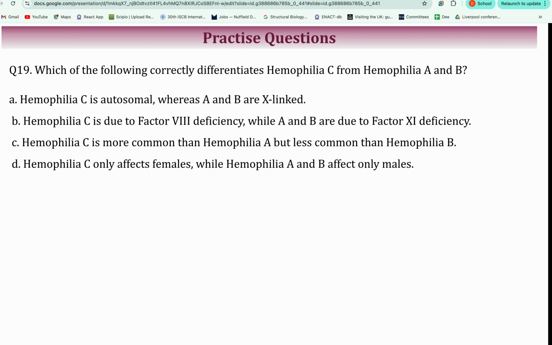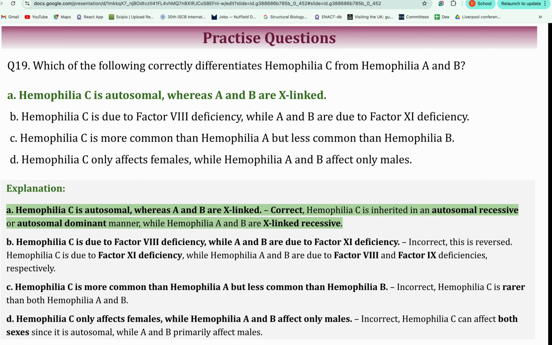Okay, now let's see what is the right answer. So the right answer is option A. Hemophilia C is autosomal, whereas A and B are X-linked. So this is correct. And in this, they mentioned that hemophilia C is due to factor 8. So this is also wrong because A is due to factor 8 deficiency, B is due to factor 9 deficiency, and C is due to factor 11 deficiency. So this option was wrong. Hemophilia C is more common. So this is also wrong because hemophilia C is the rarest form, whereas hemophilia A is the most common, and then hemophilia B.